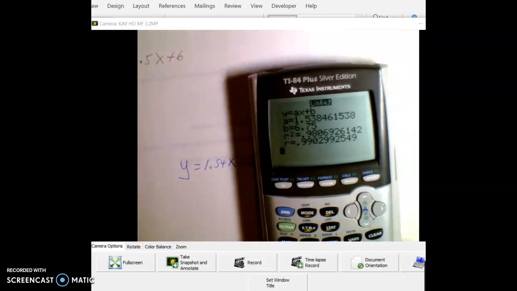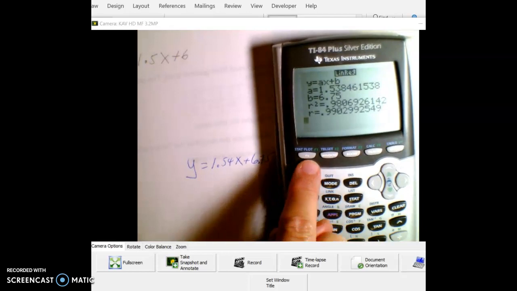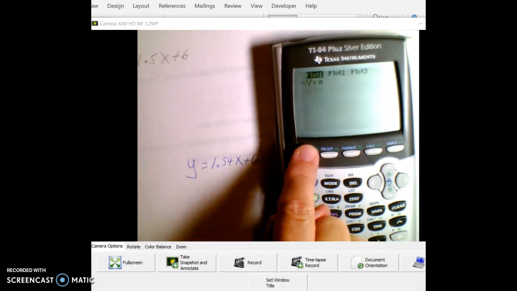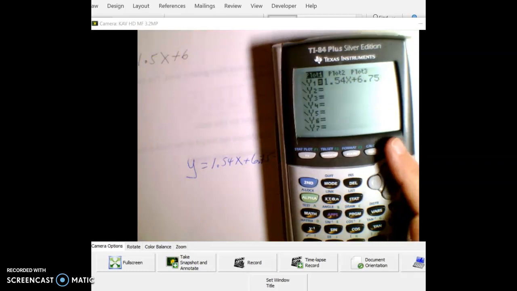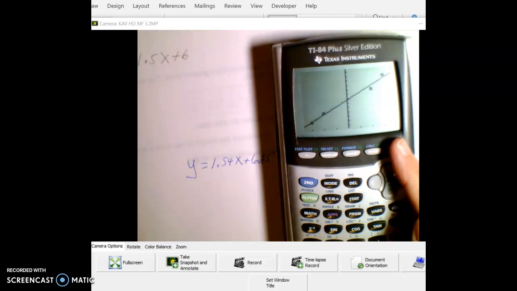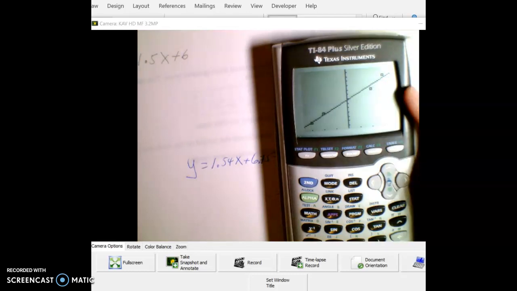I'm going to try putting that equation in and see if it fits nicely on my data. So now I'm going to go to y is equal to, and I'm going to put my equation in. So my equation is 1.54x plus 6.75, and now I'm going to graph it right on top of the stat plots. That's not bad. It's a pretty close line. So the calculator came up with this pretty decent looking line that goes through most of my points. It's off by a little bit there.